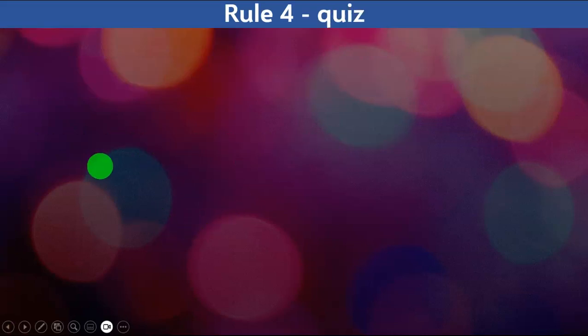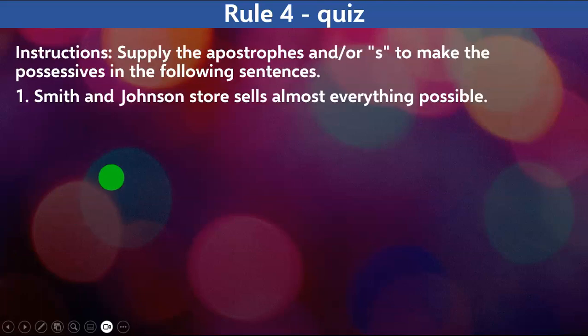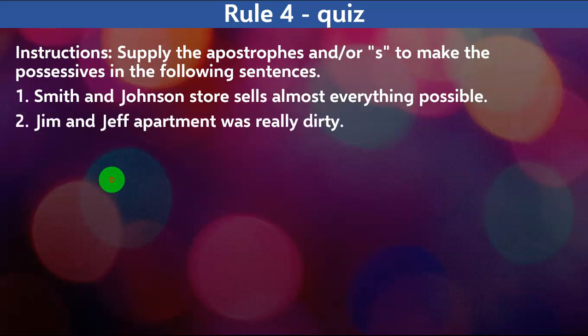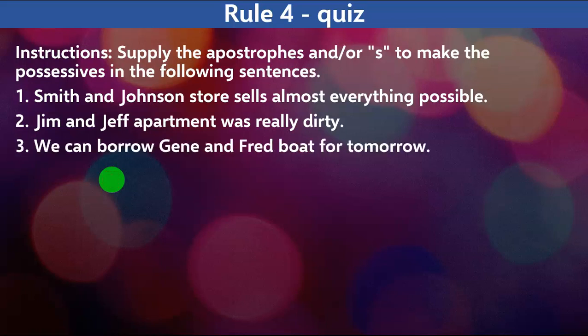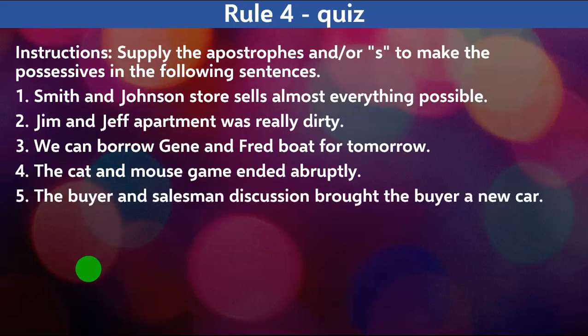Let's look at the quiz for rule number 4. Right? Question number 1. Smith and Johnson store sells almost everything possible. 2. Jim and Jeff apartment was really dirty. 3. We can borrow Jean and Fred boat for tomorrow. Number 4. The cat and mouse game ended abruptly. 5. The buyer and salesman discussion brought the buyer a new car. Your 10 seconds for rule number 4 start now.